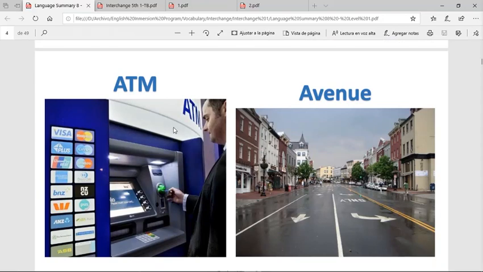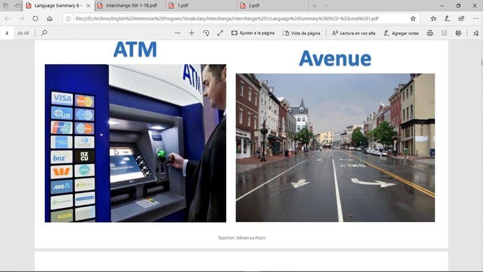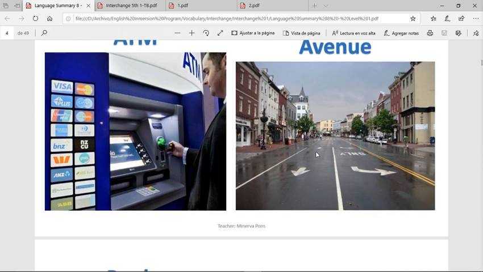Okay? ATM. It's an automatic teller machine, and it's a machine used to dispense money using your credit or debit card. Okay? Avenue. This is an avenue. This is a big street, basically, where cars can go in. The difference between a normal street and an avenue is that avenues are way bigger than a street. A street can be this size, only two lanes. These are called lanes. Only two lanes is maybe a street, but four lanes, that's an avenue.